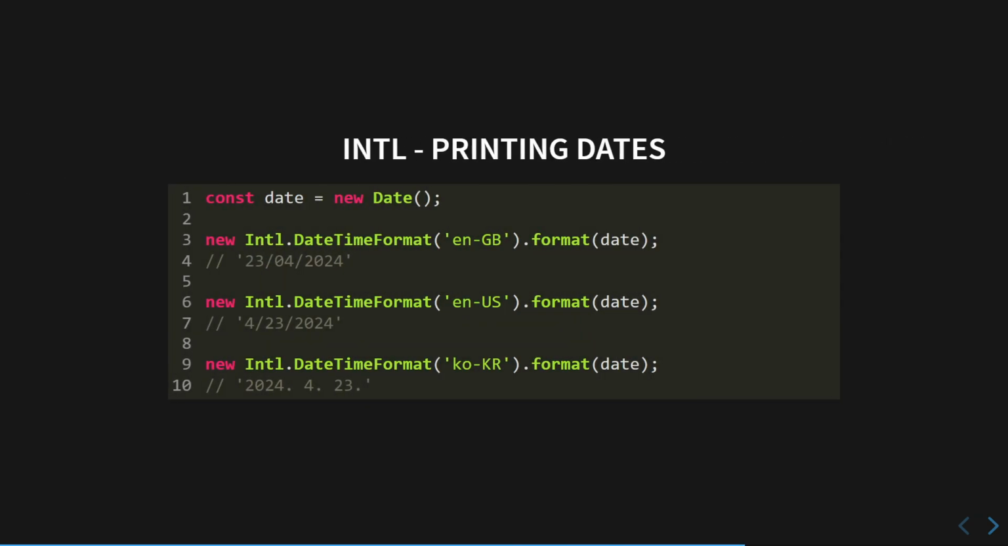Let's look at printing dates. So I'm creating a new date, and I'm saying format it English Great Britain format, which is day, month, year. And then in this new example, I'm saying format it English US, which is month, day, year. And then this next example, I'm saying format it like Korean, which is year dot month dot day, which is quite strange. I've never seen this format before, but it's very interesting.